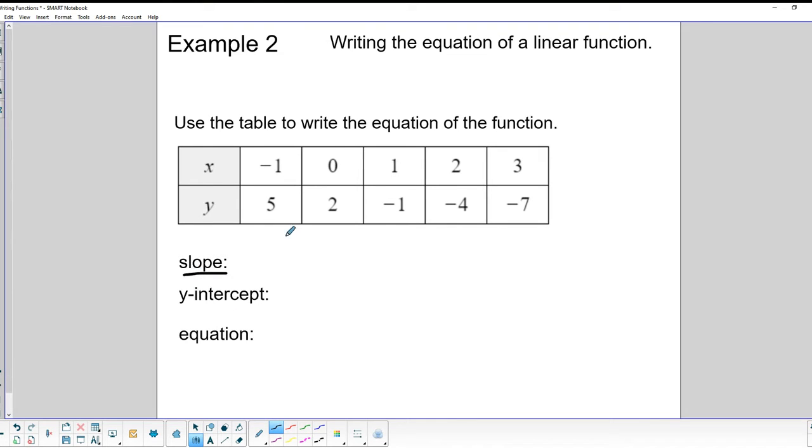So the slope is the change in y. So I'm going to look at a couple of values here, and if I go from the first y value to the second one, I'm going from 5 down to 2, so I'm decreasing by 3.